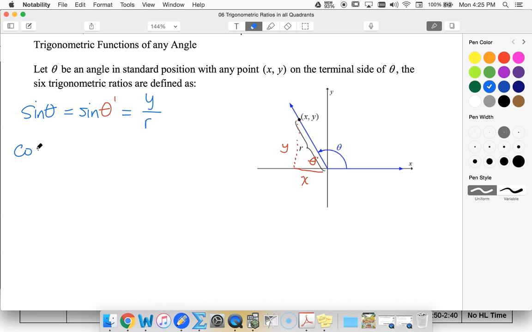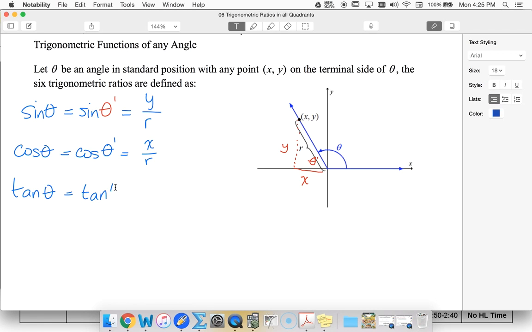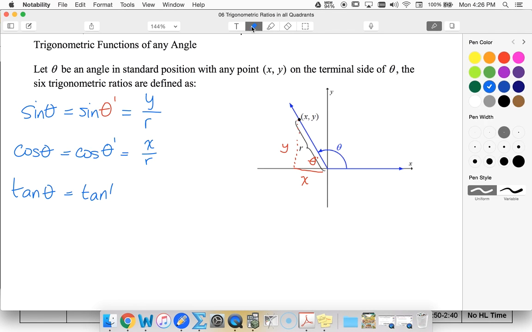But when I think about cosine of theta, I can find the equivalent cosine of my reference angle. That's going to be equal to x over r, adjacent over hypotenuse. But in this case, it'll be negative if I'm in quadrant 2 because the x value will be negative. My third trig ratio is tan. So if I use my reference angle, I'm going to get opposite over adjacent.